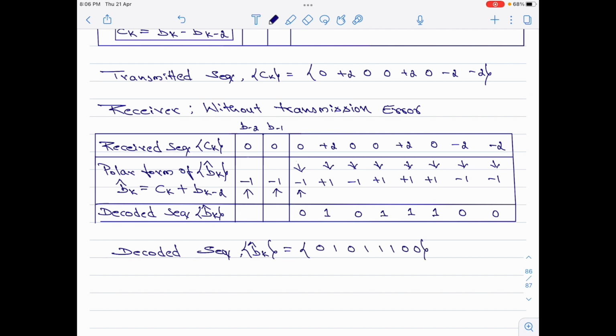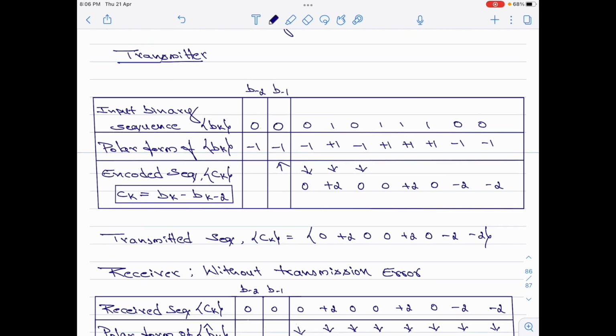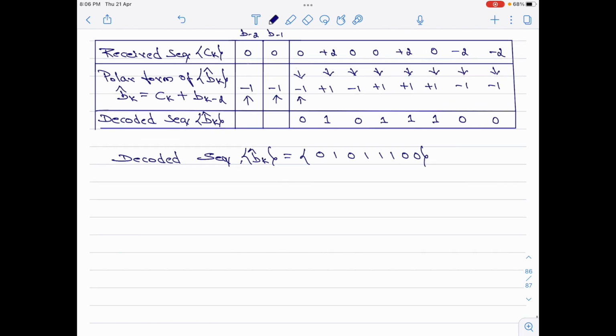Right. Let us now check whether the encoding and decoding has been successfully done. To do that, we compare the decoded sequence with the original input binary sequence. The original input binary sequence is 010, 111, 00, and the decoded sequence is also 010, 111, 00. Therefore, the encoding and decoding operations have been successfully implemented. This is the solution for part A of the question.